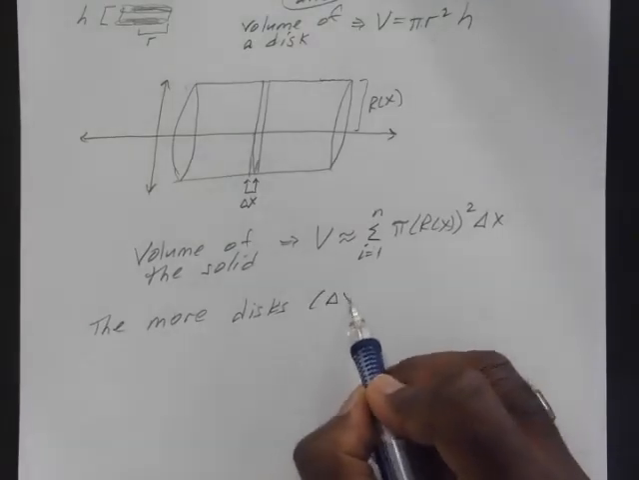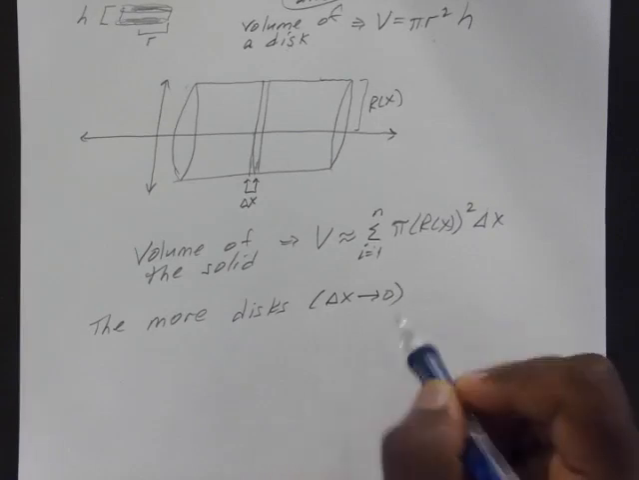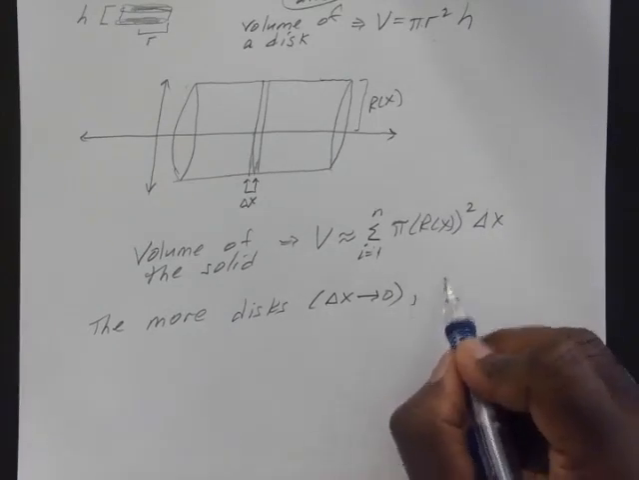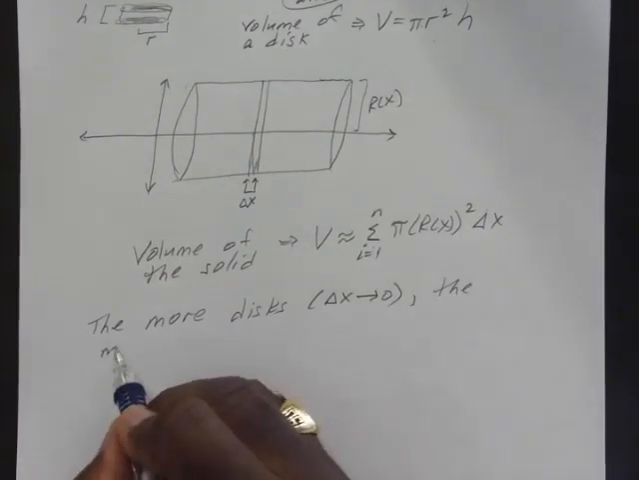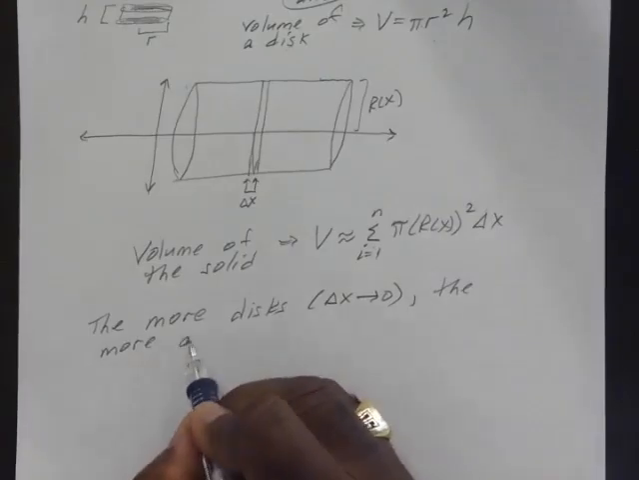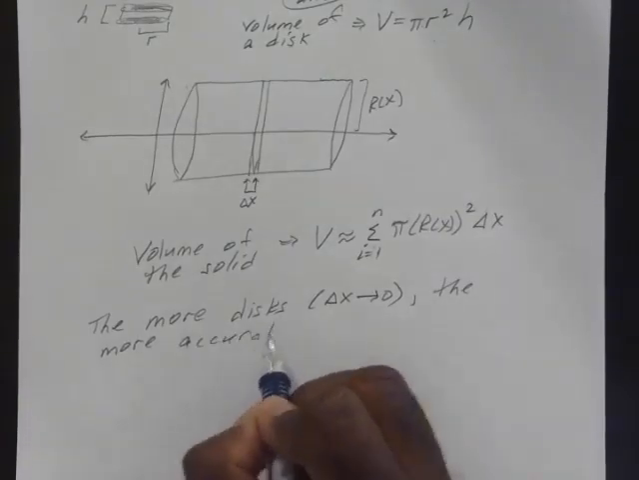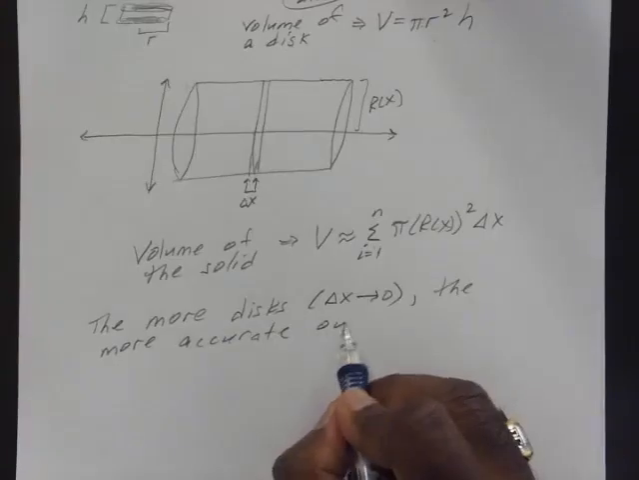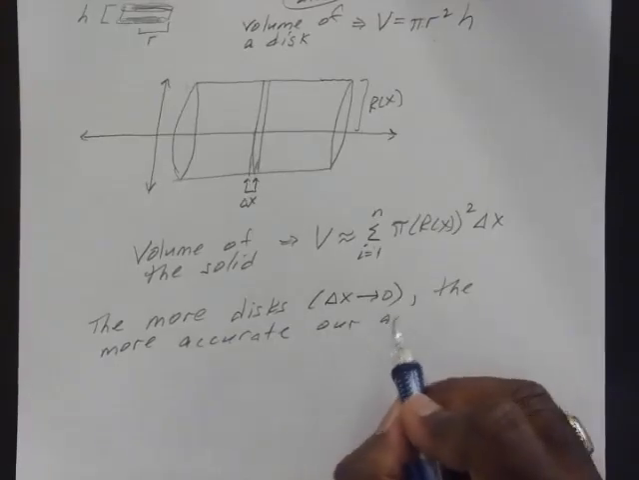Which means as delta x approaches 0, the more accurate our approximation.